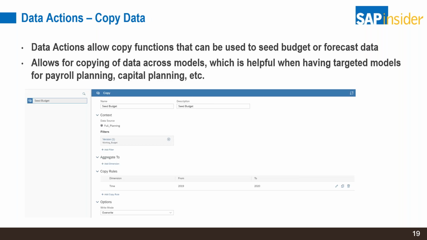Finally, the data action also has that copy data function. You could be copying versions or things along those lines. But what we've seen that is very helpful is being able to do things like seed the budget, right? We want to take prior year history and have it as a starting point so that it's not a zero-based budget. This copy data function allows you to do that and copy things from one year to another. So that's some of the functionality that's allowed there.